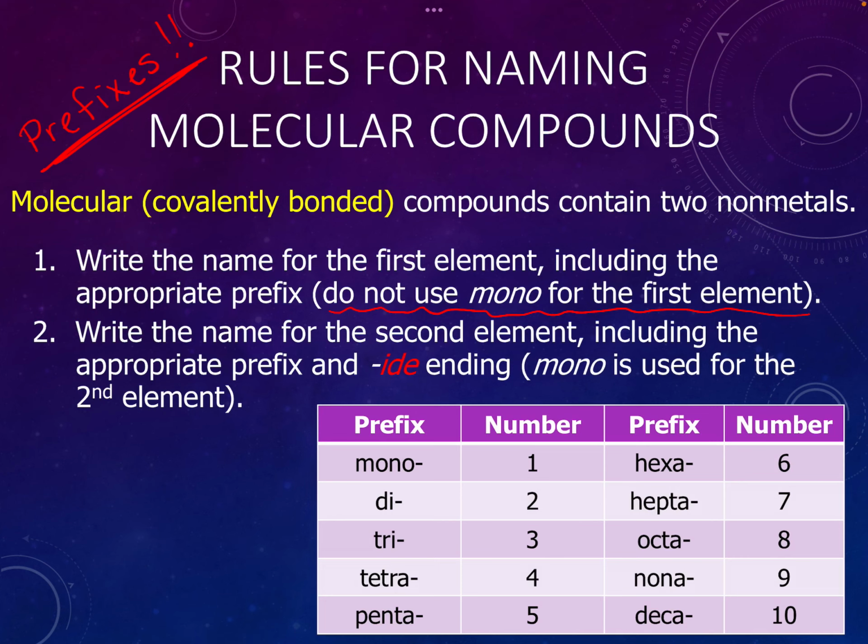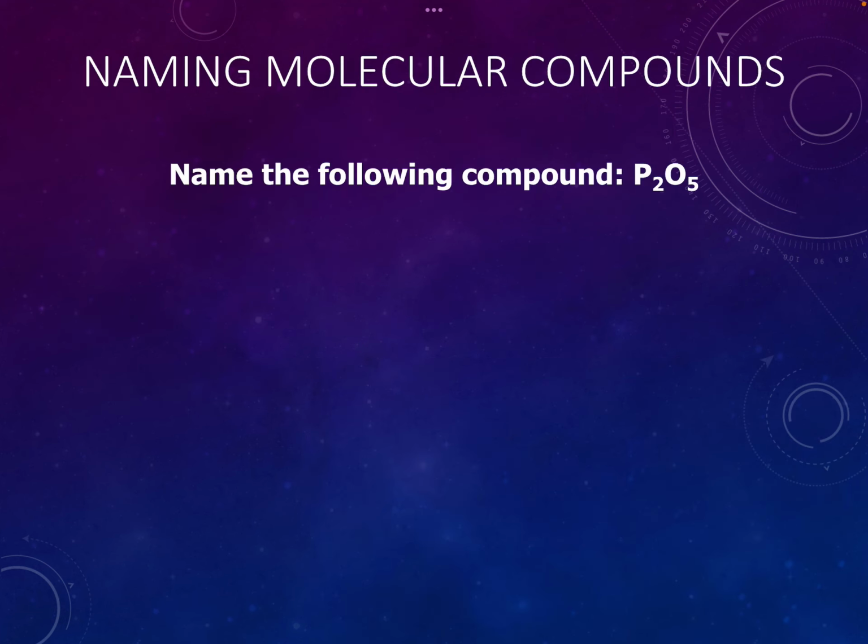A lot of these you may have seen before in math class. Some of the early ones you may not have seen, but you do need to commit these to memory and memorize them as soon as you can so that you'll be able to name these molecular compounds. Likely, though, you're going to do enough practice with these that you'll kind of accidentally memorize them along the way. So let's go ahead and do some examples.